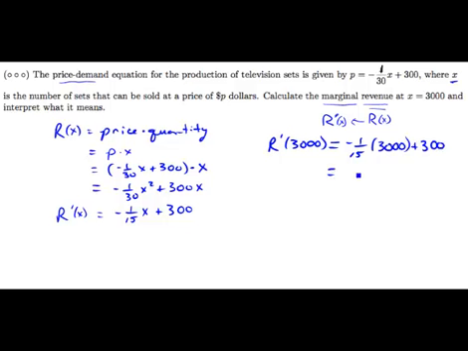And if I calculate this, 15 goes into 30 twice, so this is negative 200 plus 300, which would be 100. Now the units on a derivative is always the units on the function divided by the units on the variable. So this would be dollars per TV set.